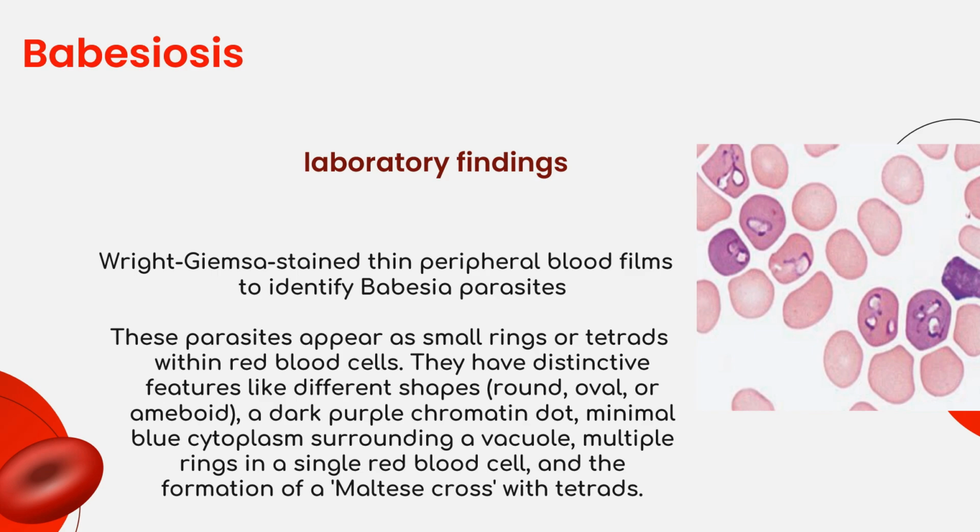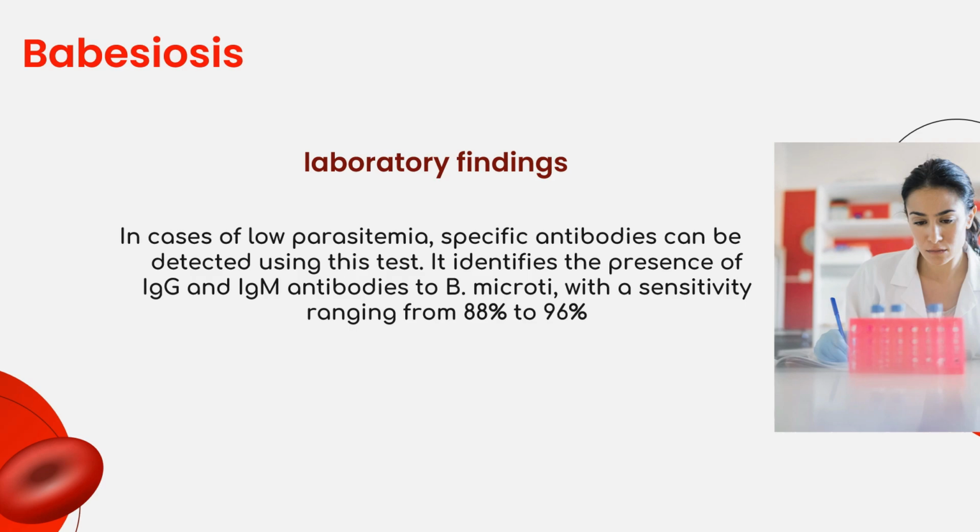Multiple rings can be seen within a single red blood cell, and tetrads may form a distinctive Maltese cross formation. These features help distinguish Babesia from other parasites, such as Plasmodium falciparum. In cases of low parasitemia, diagnosing babesiosis can be challenging through direct observation alone.